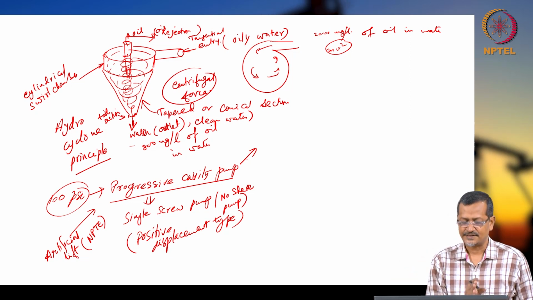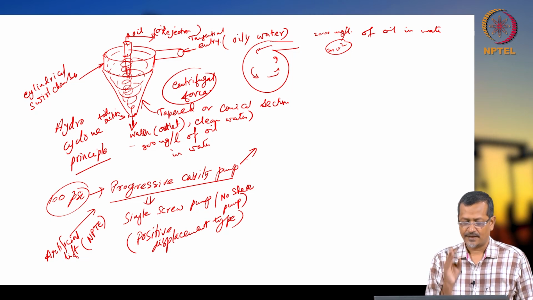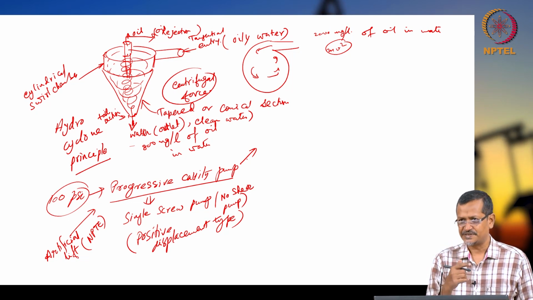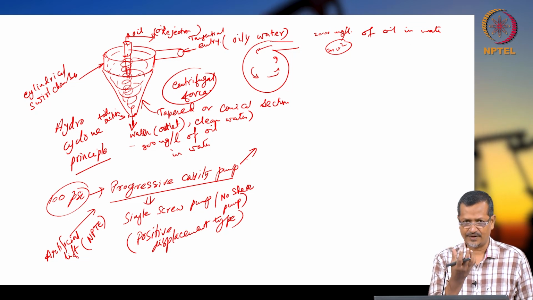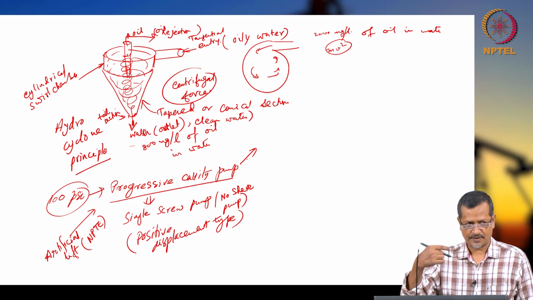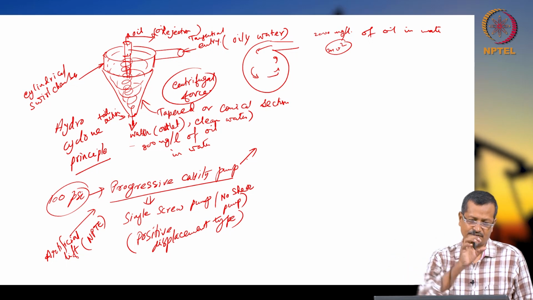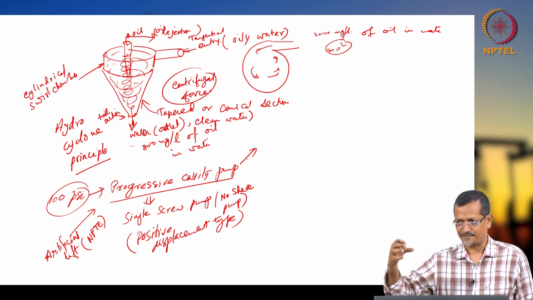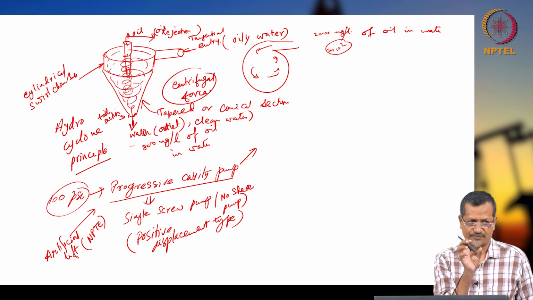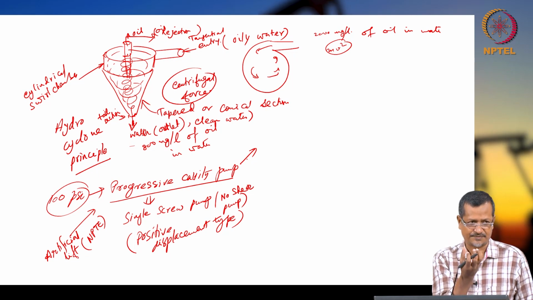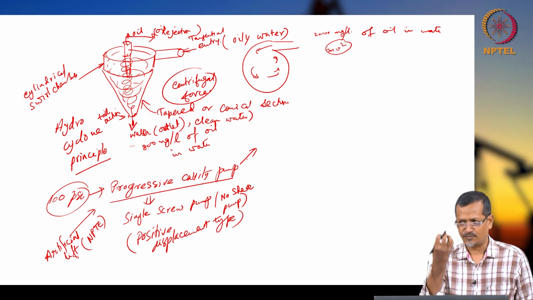So, in that case you use a progressive cavity pump. What does it do? The function of a PCP is like this: it takes a certain amount of fluid, and because of the pump rotation, that fluid is transferred slowly. It will not disturb the flow; whatever captured flow is there, it takes the flow and moves it.